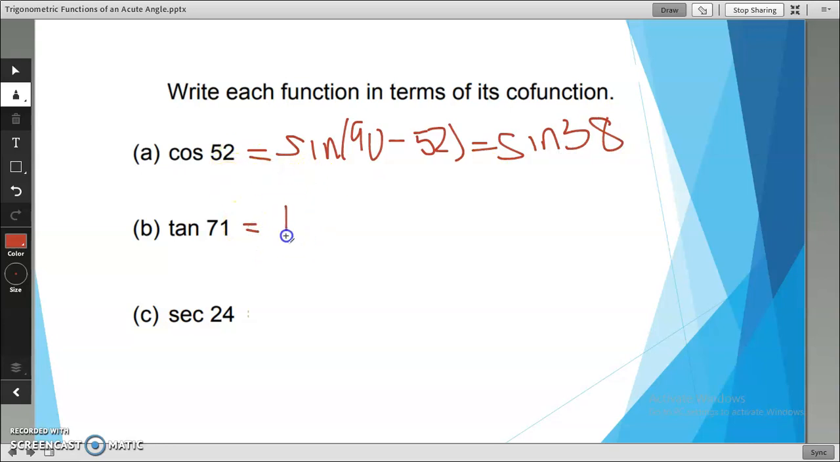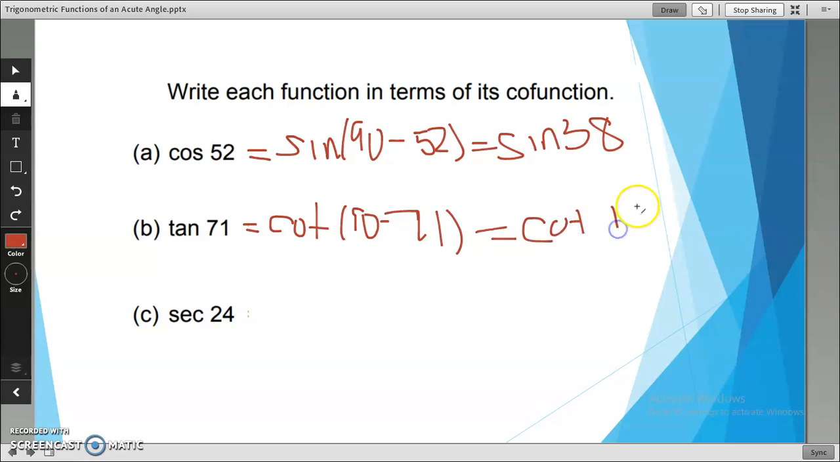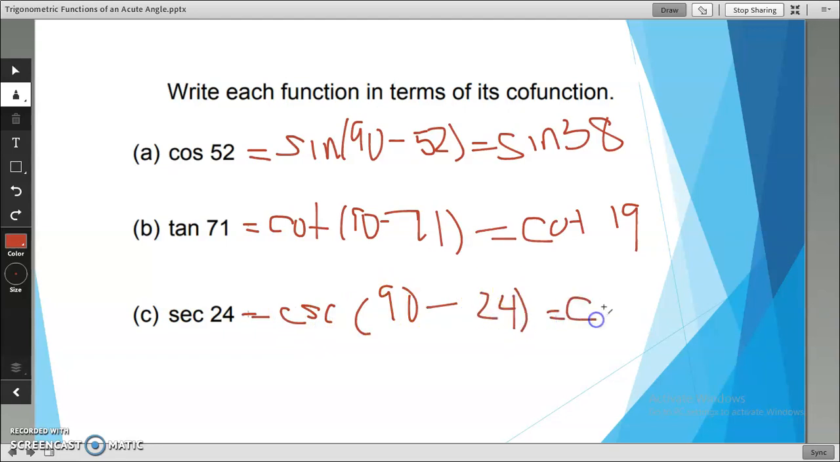The next one, cotangent. It's going to be 90 minus 71. And that's going to give me cotangent of 19. And then secant, remember, is cosecant. So it's 90 minus 24, which is equal to cosecant of 66. And I hope that this helps.